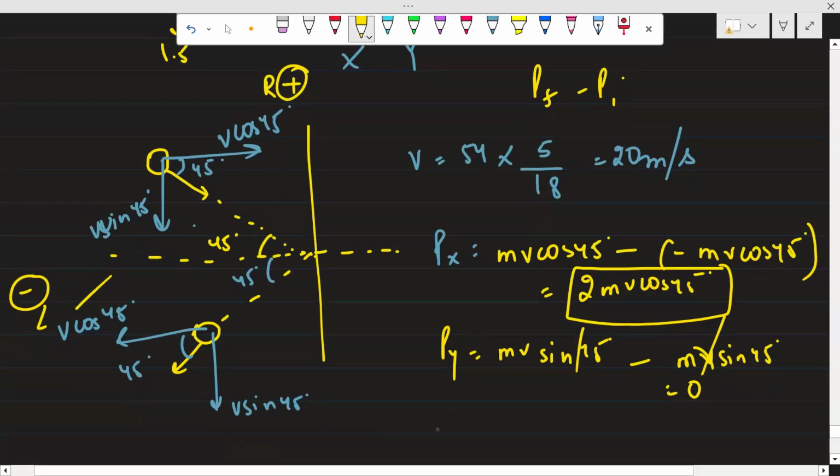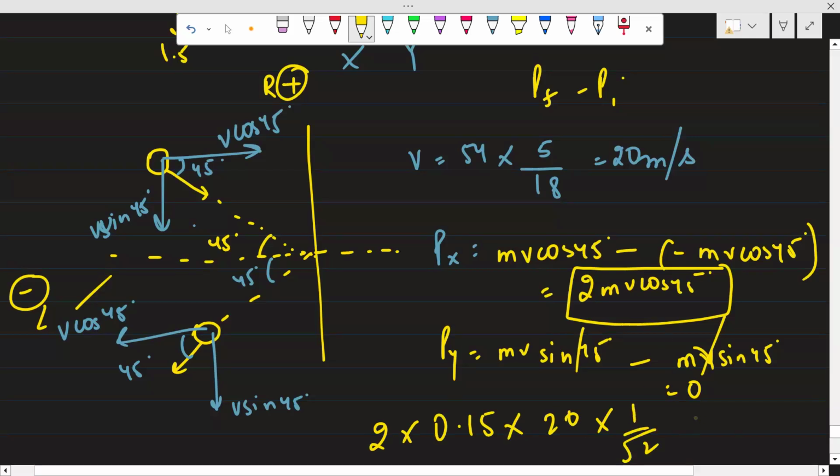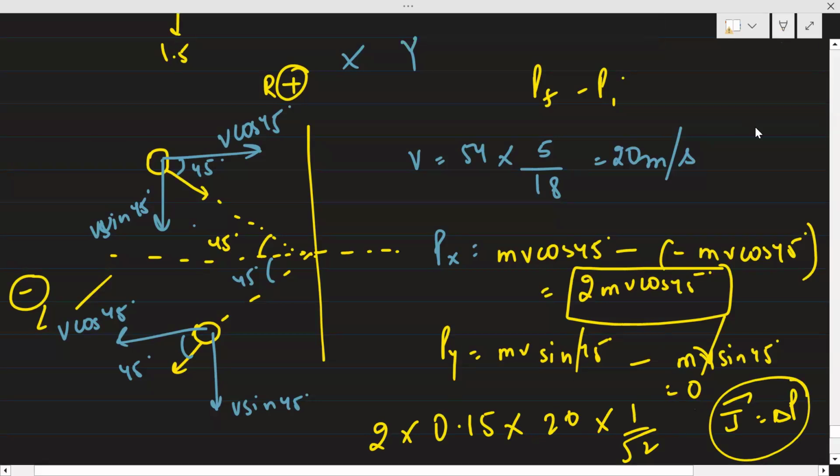2 into mass is given, what is the mass given? 0.15. 2 mv, velocity is 20. Cos 45 is 1 by root 2. This much will be your momentum. And impulse is actually change in momentum. So whatever is the momentum, that is the impulse. Got it? We have done this. Refer to the notes.